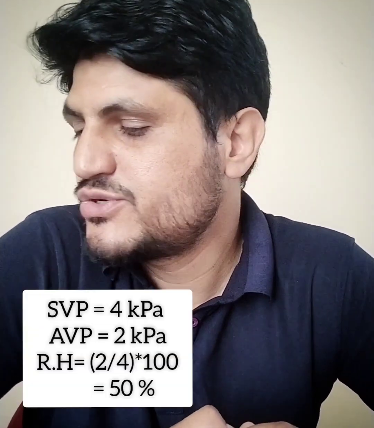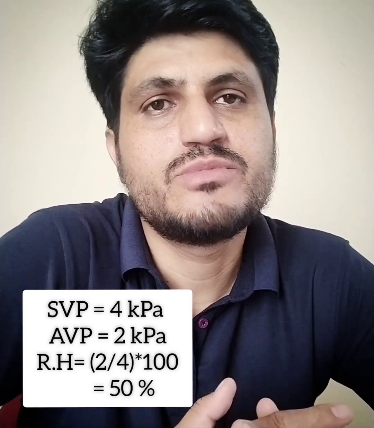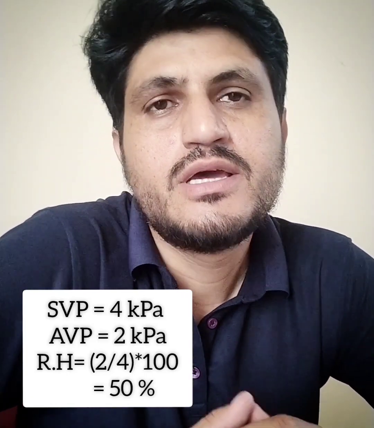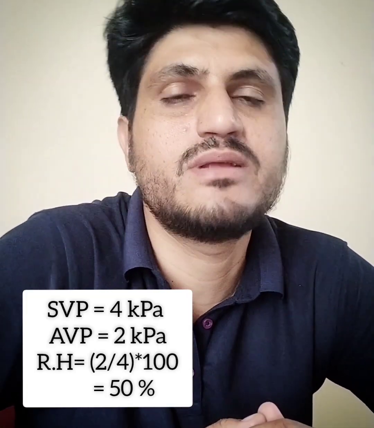And there comes the concept of relative humidity also. So what is relative humidity? The ratio of your actual vapor pressure to the saturation vapor pressure is termed as relative humidity. Suppose the saturation vapor pressure is 4 and the actual vapor pressure is 2. Okay, relative humidity will be equal to actual vapor pressure divided by saturation vapor pressure multiplied by 100, then 2 by 4 multiplied by 100, it will be 50%. So half of the water molecules are present in the air. So this is the concept of relative humidity.